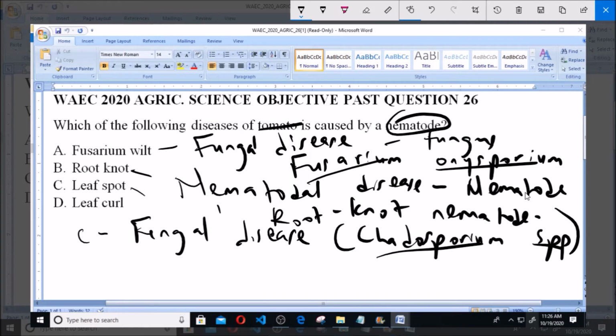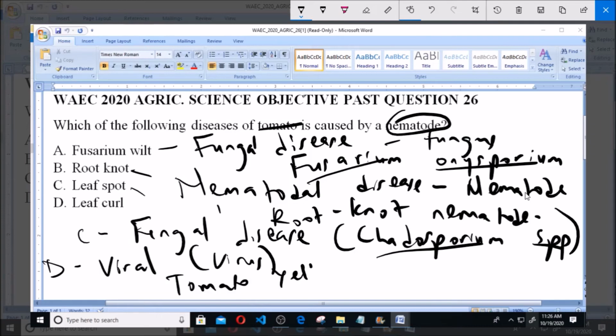Now it is a viral disease caused by a virus. And that virus is known as the tomato yellow leaf curl virus, and it's abbreviated as TYLCV.